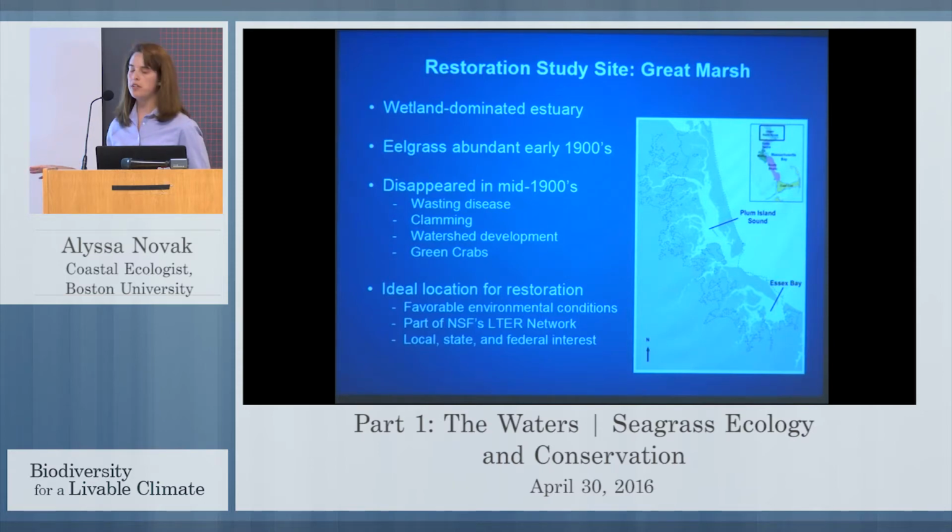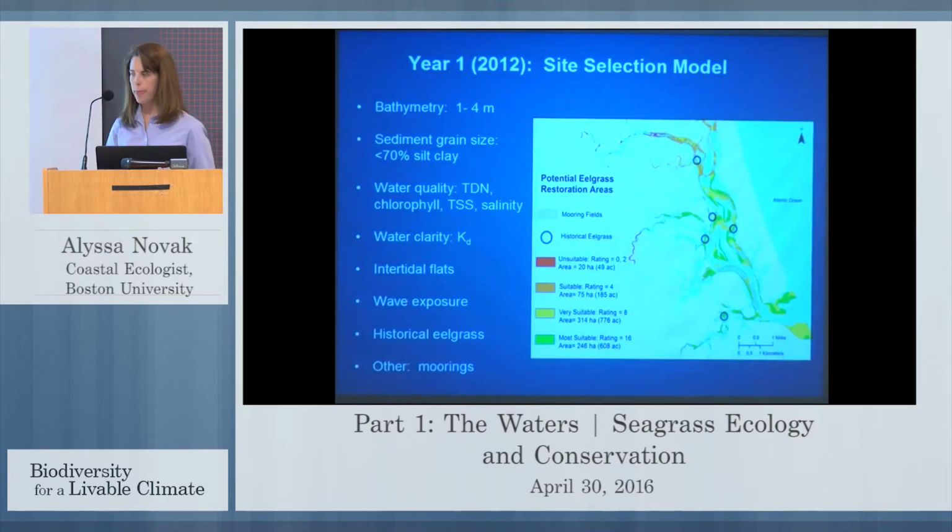The reason why we're restoring Great Marsh today is that it's an ideal location for a restoration because environmental conditions are comparable, if not better, than other systems currently supporting eelgrass beds, and also because the area receives a lot of local, state, and federal interest. So we've had a project going on for about 4 years now. We started in 2012, and the first step of our restoration was to develop a site selection model to help us prioritize sites for restoration.